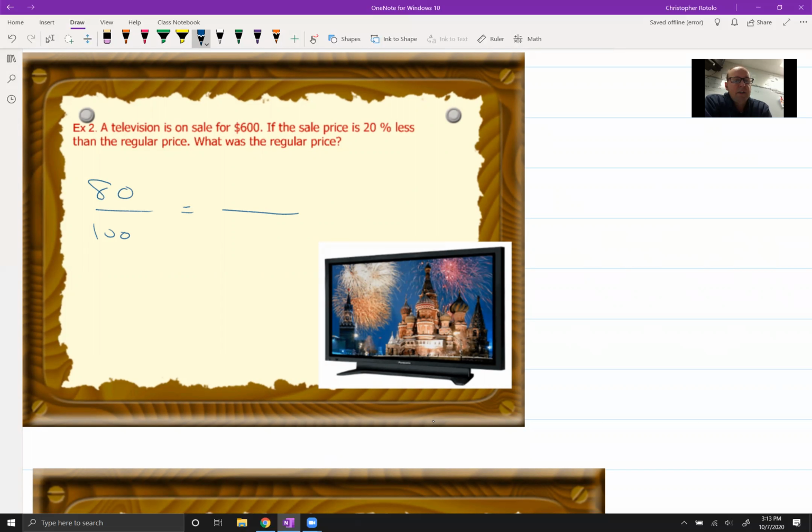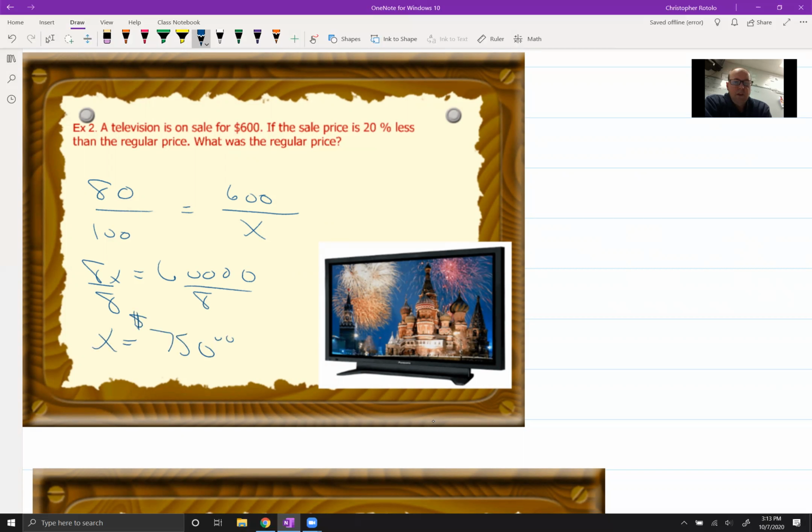All right. It's on sale for 600. So 600 is 80% of what number? So that's what we're kind of dealing with here. So we're going to cross multiply, and we end up with 8x equals our 600 with 2 more zeros, and divide by 8. Right? And we do expect this number to be greater, right? Because the denominator is greater than the numerator over here. So we find out that this television happens to be $750.